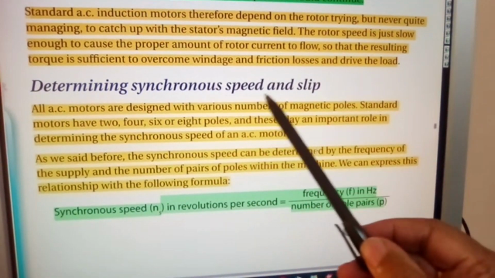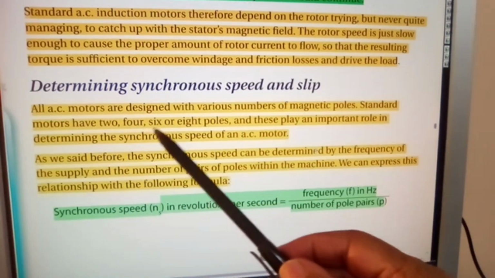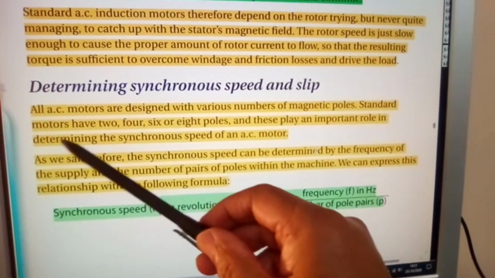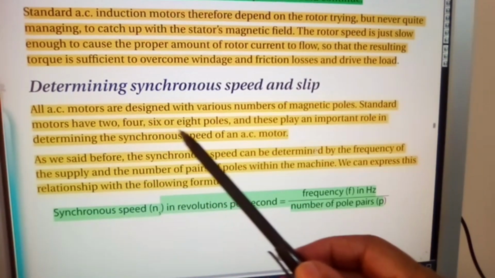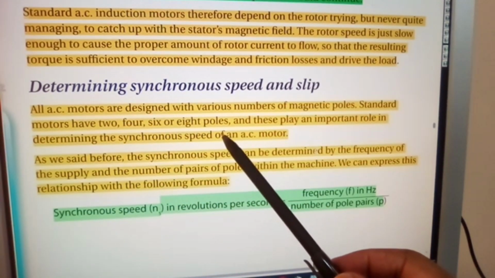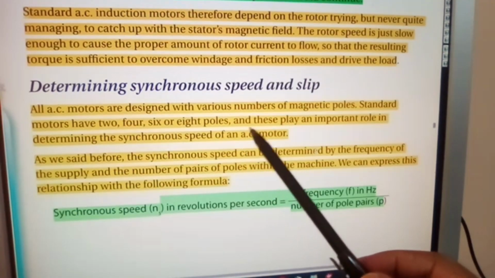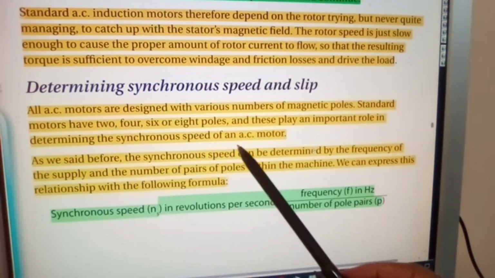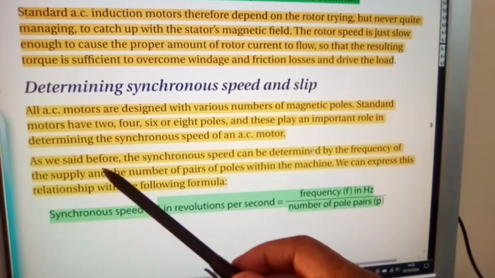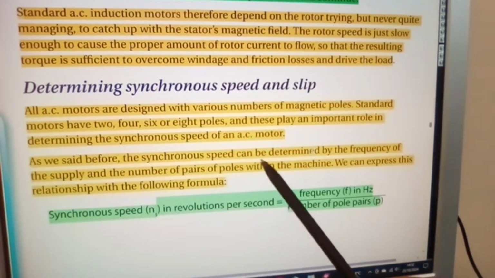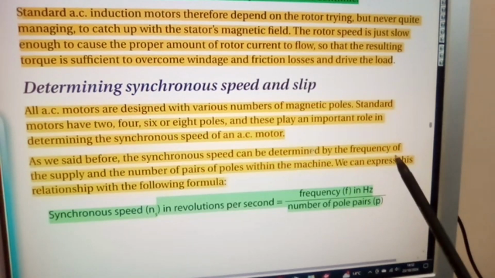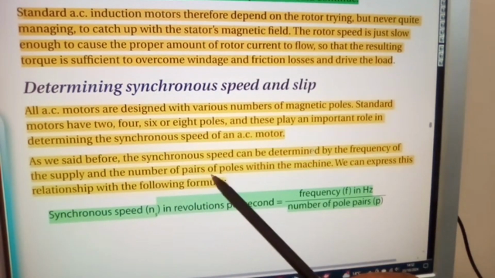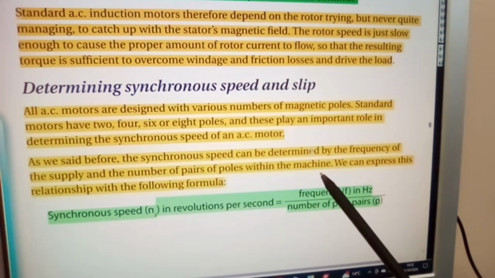Determining synchronous speed and slip. All AC motors are designed with various numbers of magnetic poles. Standard motors have 2, 4, 6 or 8 poles, and these play an important role in determining the synchronous speed of an AC motor. As we said before, the synchronous speed can be determined by the frequency of the supply and the number of pairs of poles within the machine.